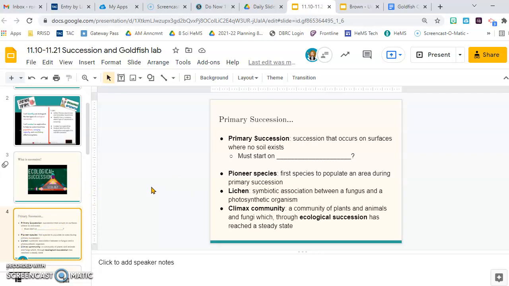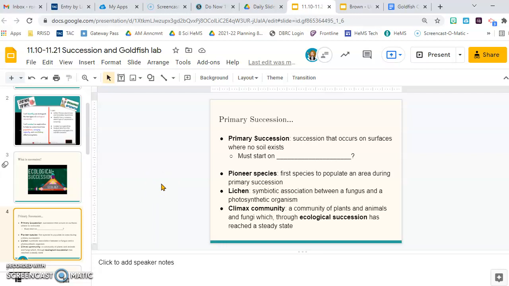Well, primary succession is succession that occurs on surfaces where no soil exists. So if we don't have any soil, what do we have to start on? You got it, rocks. And we have some species to talk about. Pioneer species are the first species to populate an area during primary succession. Things like lichens. They have a symbiotic relationship between a fungus and a photosynthetic organism, meaning they're kind of a cross between a fungus and a plant.